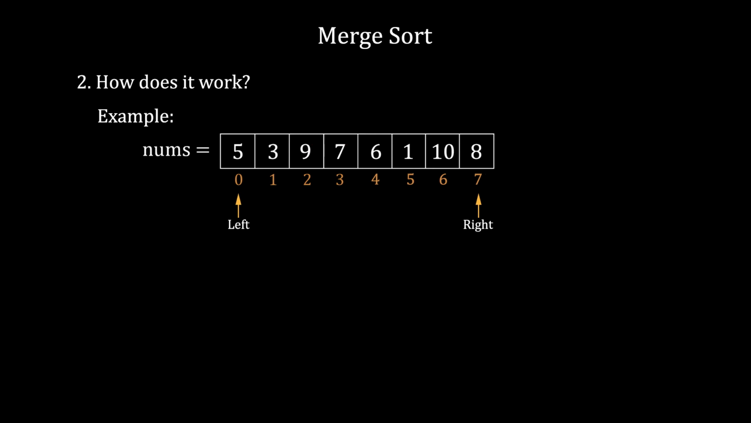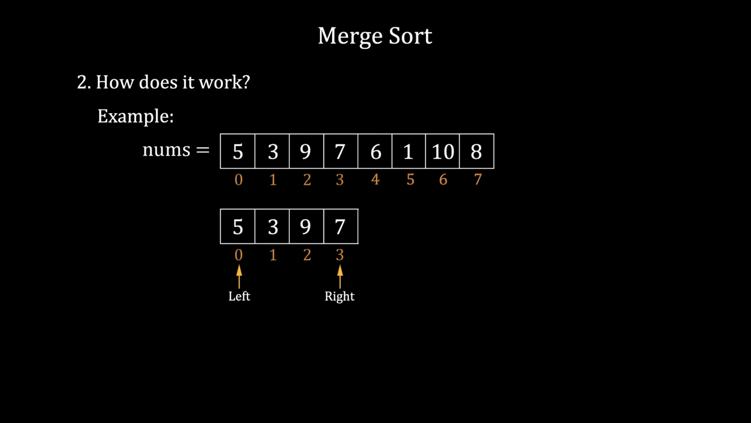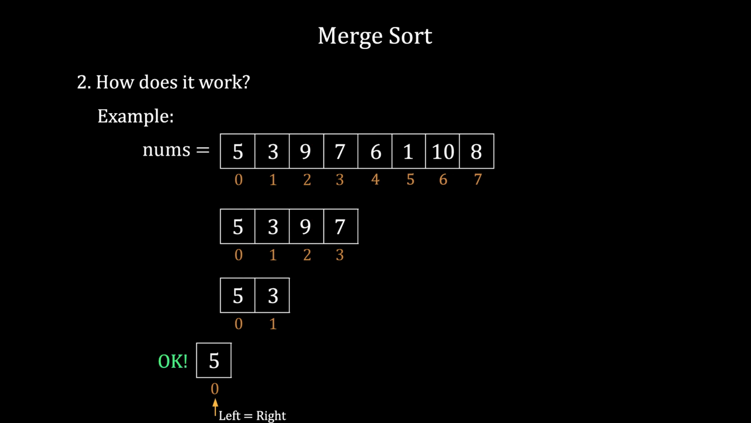Inside this function call, we compute the middle position, which is 3, and call the function for the subarray nums of 0 and 3. Inside this new function call, we compute the middle position, which is 1, and call merge sort for nums 0 and 1. Again, compute the middle position, which is 0, and call merge sort of nums 0 and 0. And here we hit our first stopping point. Left equals right equals 0, so this subarray is already sorted.